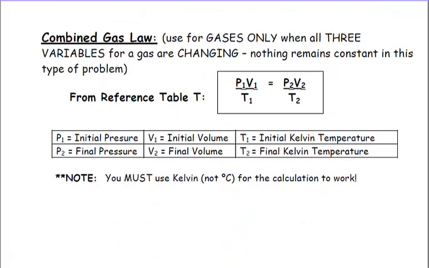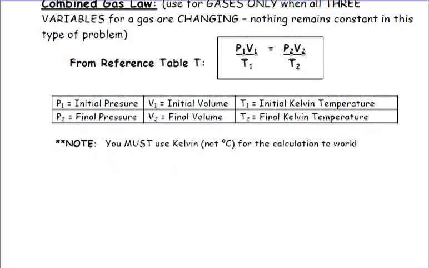All right, moving on. We talked about Avogadro's law, now we talk about the combined gas law. We use this for gases only. So if you see solid or liquid, we cannot use this formula. All 3 variables are changing. Nothing remains constant in this type of problem. Reference Table T gives us the combined gas law, and as long as we are given pressure, volume, and temperature, we can use this formula, and we'll look at some practice problems.